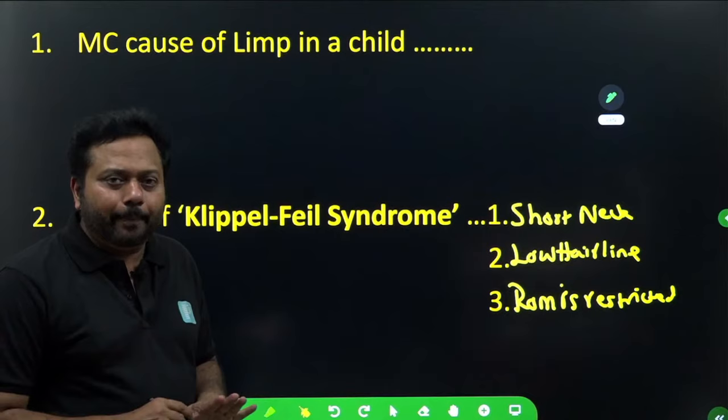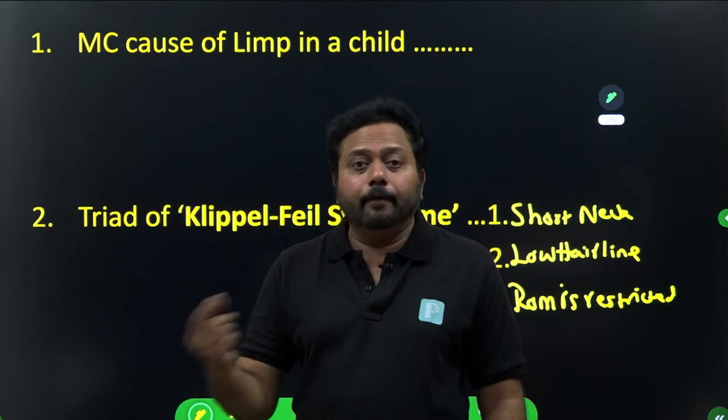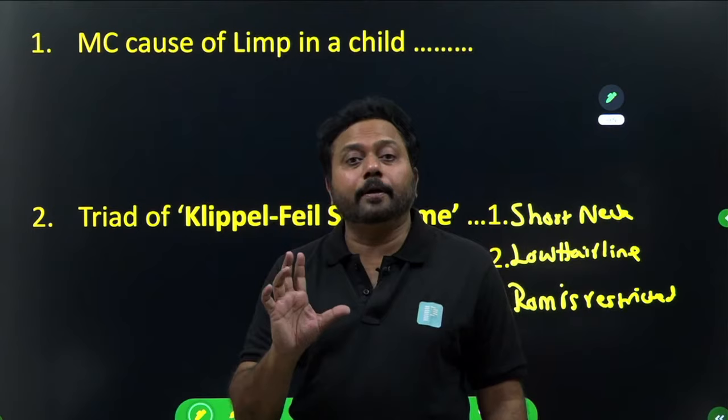C1 is called atlas and C2 is called axis. Axis, the very thing is when somebody calls you, you will turn like this. Yes, hello, you can turn. This is called axial movement, done by the C2 vertebra. That's why it's called axis.